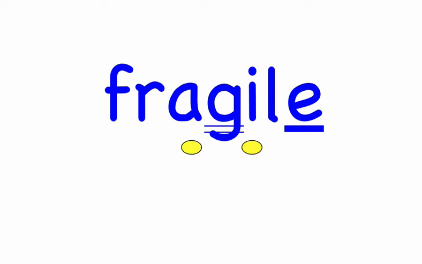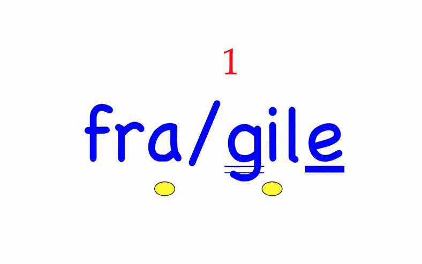And now we apply syllable division. We have one consonant between our vowel sounds, so we divide after the vowel A and before the G. Finally, we assign vowel group numbers.